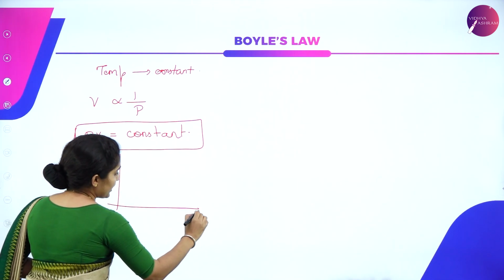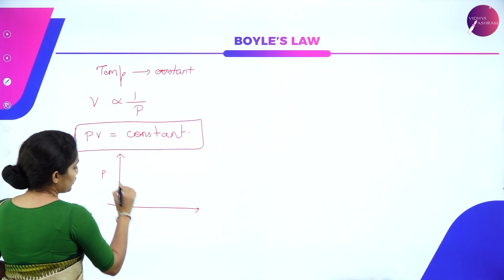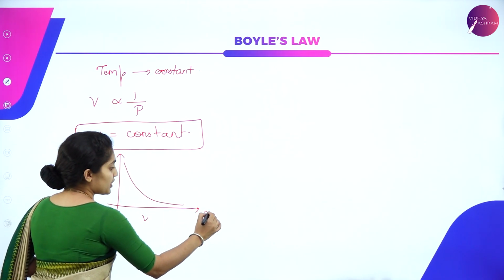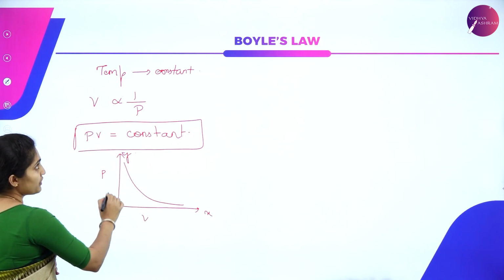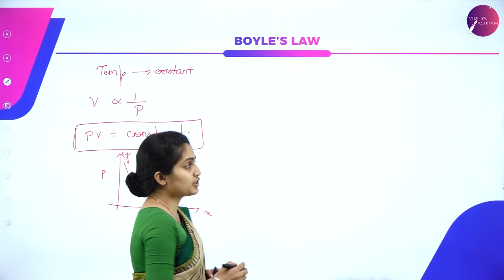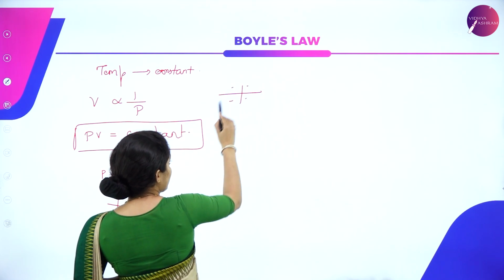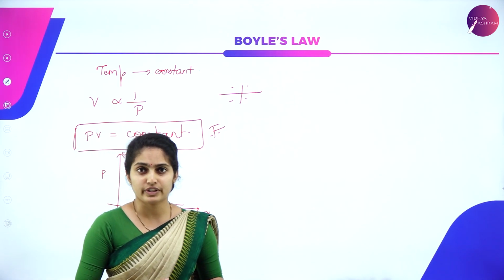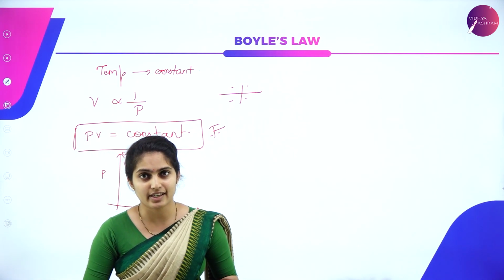So the variation of volume with respect to pressure is inverse. As the volume increases, the pressure decreases. That is what we study here in this law called Boyle's law, which is one of the most important laws, and this expression is also important to go further with the rest of the derivations.